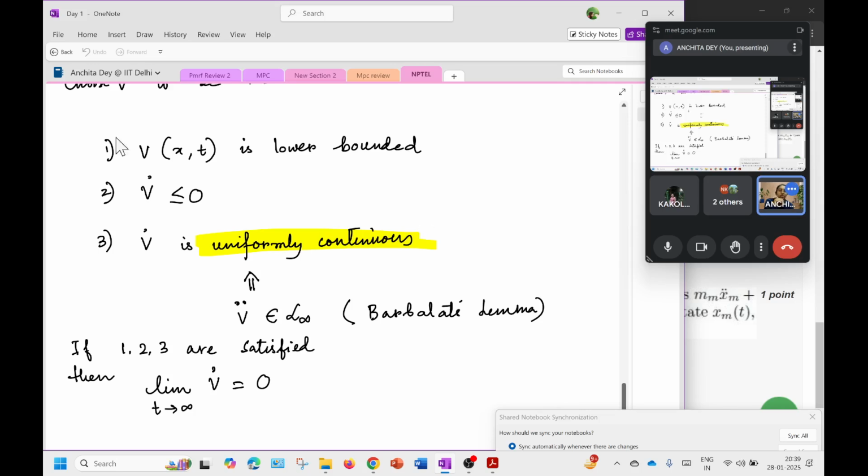That means you will check condition 1, condition 2, then you will check whether V double dot belongs to L infinity or not. If it is bounded, that means if it belongs to L infinity, then this means V dot is uniformly continuous. X1 and X2, you can have a function of time as well, it is up to you.